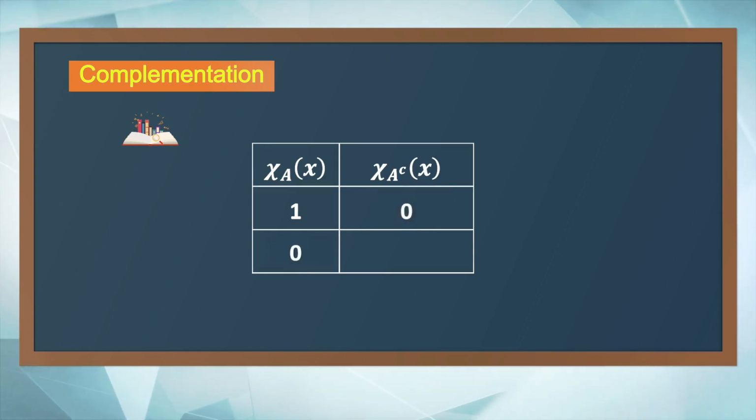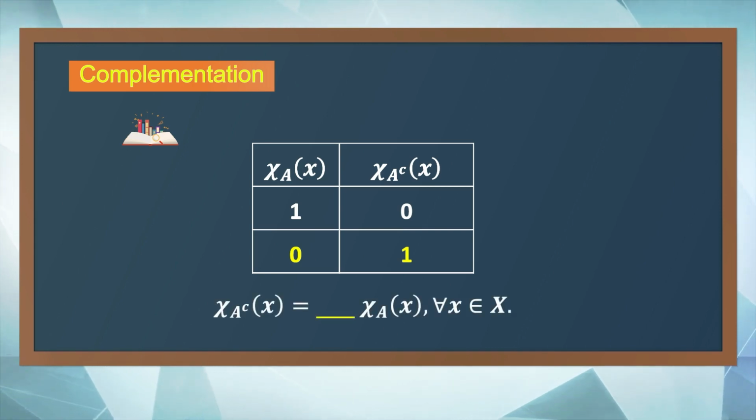Suppose x is not in A, chi sub A of x is 0. By the definition of complementation, x is in the complement of A, so it is going to be 1. On the other hand, suppose this is 1, that is, x is in the complement of A. x is not in A, so chi sub A of x equals 0. This is 1, this is 0, this is 0, this is 1. What does that mean? That means chi sub the complement of A of x equals 1 minus chi sub A of x.